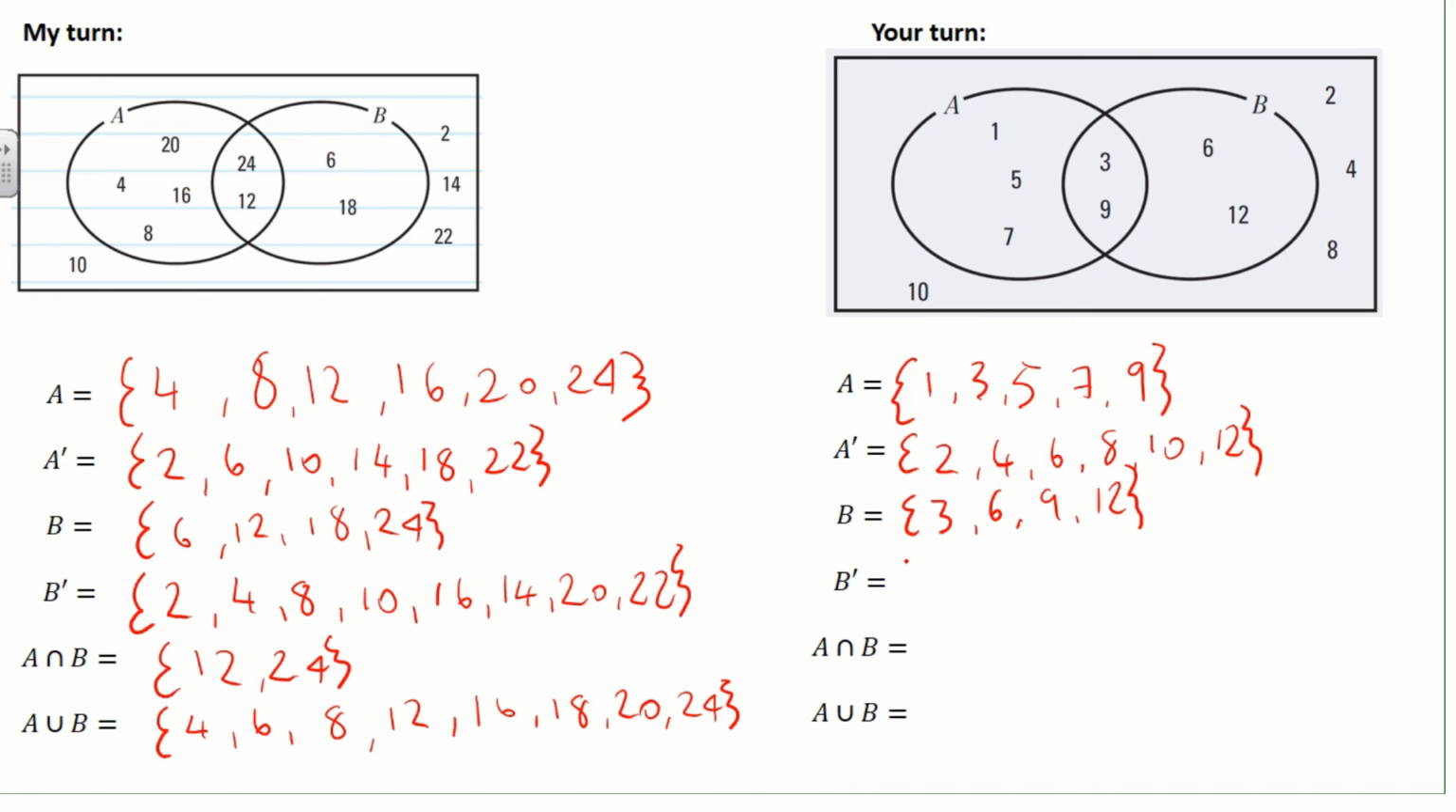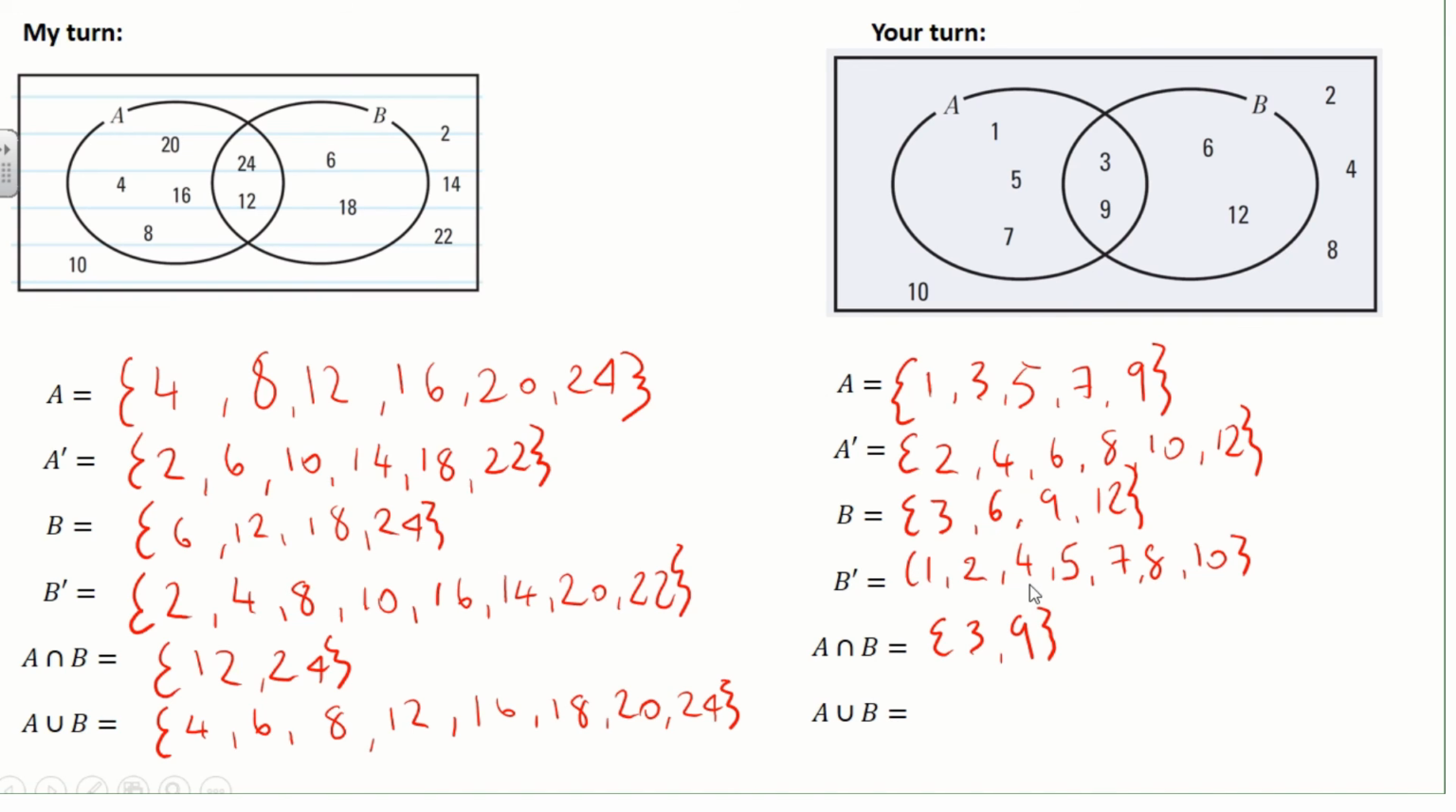Not in B, so complement of B, we've got 1, 2, 4, 5, 7, 8, 10 total. So in A and B, remember A intersection B is the bit in the middle of our Venn diagram. So here we've got 3 and 9 is in our set.